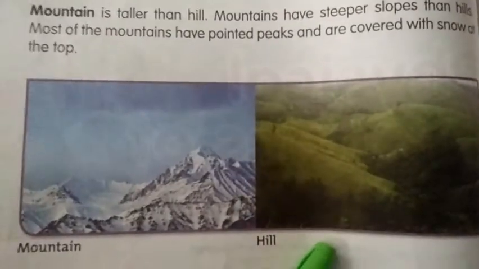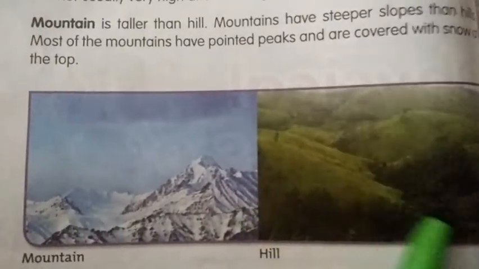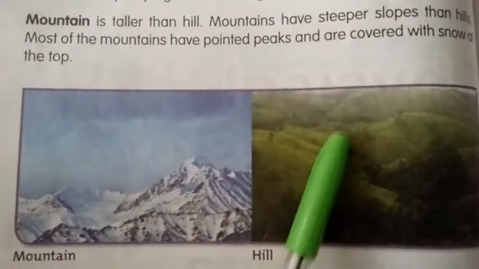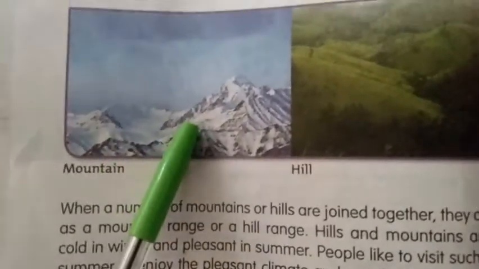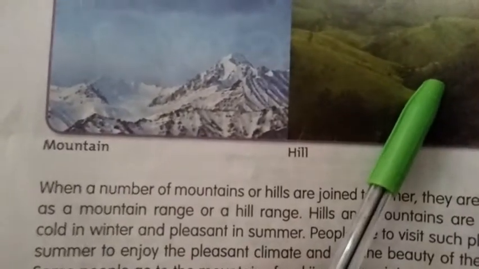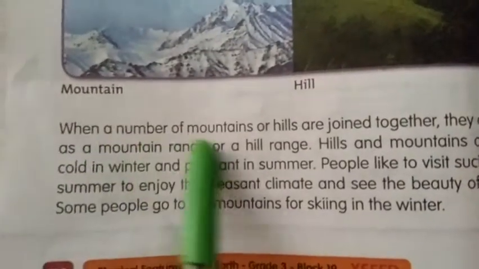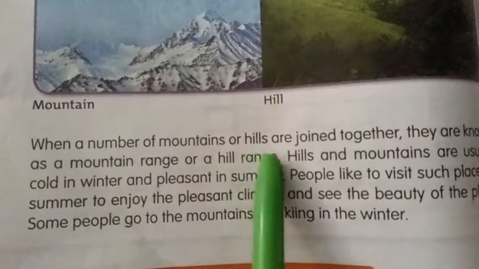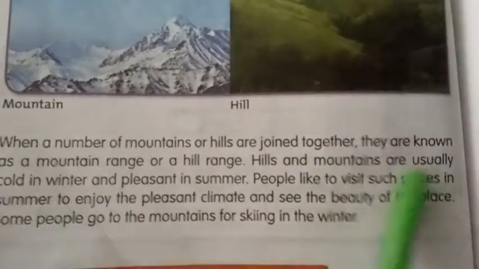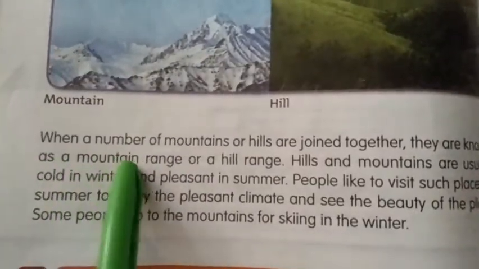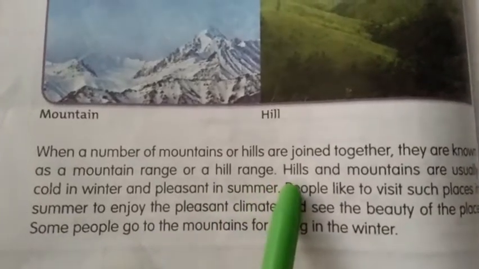So these are the differences between mountains and hills. Hills have a gentle slope and a rounded peak, and mountains have a pointed peak covered with snow. These are high and these are small and low. When a number of mountains or hills are joined together, they are known as a mountain range or a hill range.